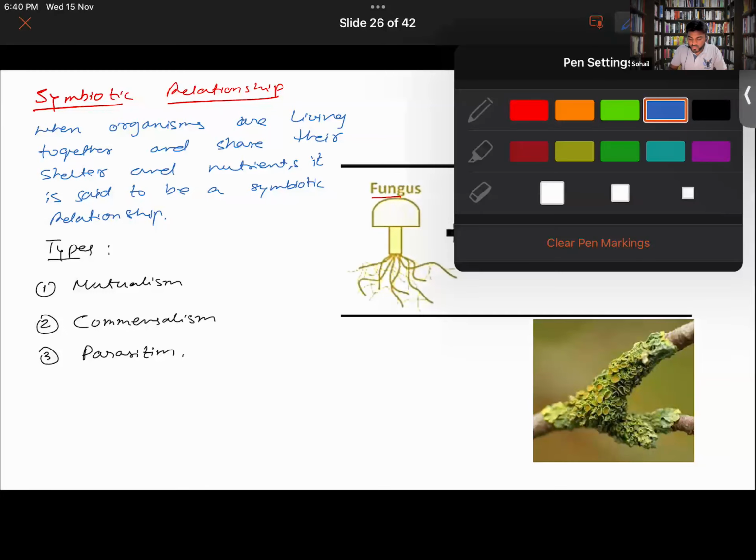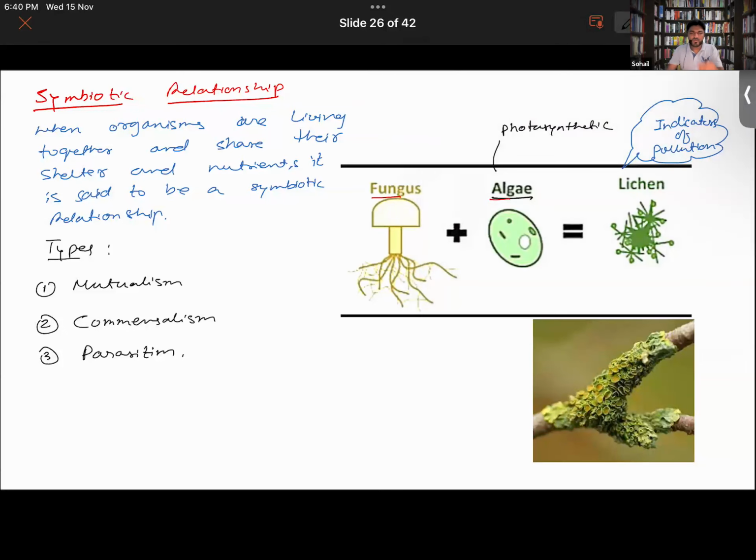Pollution. So if an area is highly contaminated, and you see lichens growing there, it's a sign that the area is highly contaminated by pollutants. Okay, then what are some other examples of this?